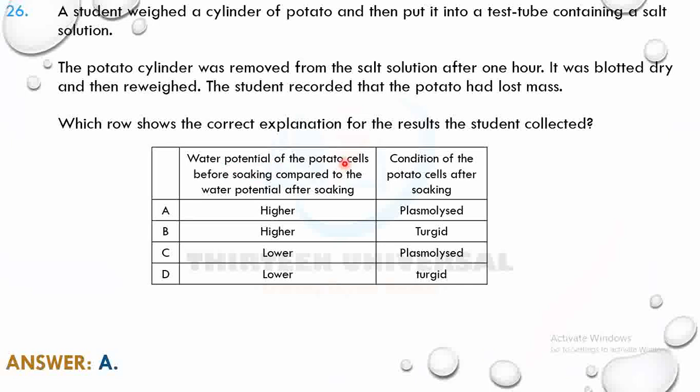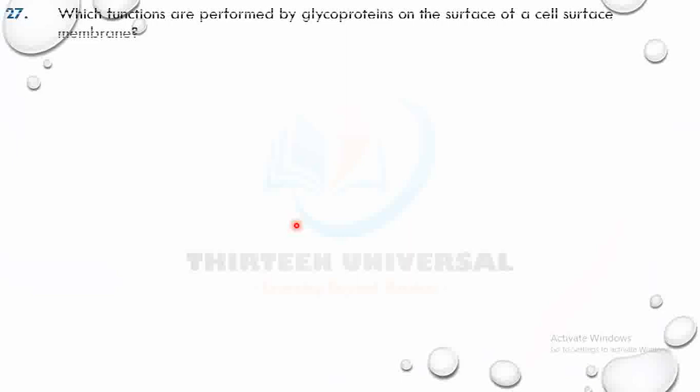Okay, water potential of the potato. If it lost mass, what was the water potential of the potato cell before soaking compared to after soaking? Before soaking, it has higher water potential, so that after soaking it now has lower. It has lost water. That's why the mass decreased. After soaking it became plasmolysed because it's a plant cell. So that's why it's A. Yes, it lost water.